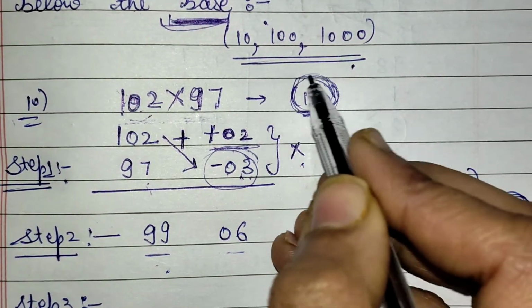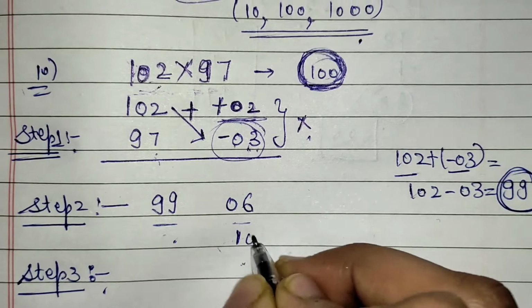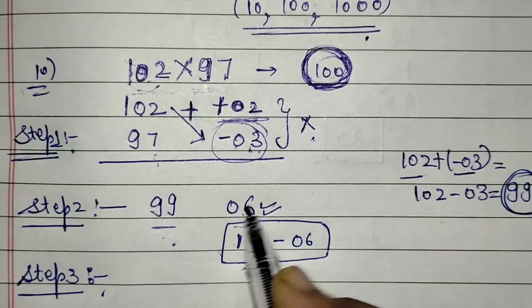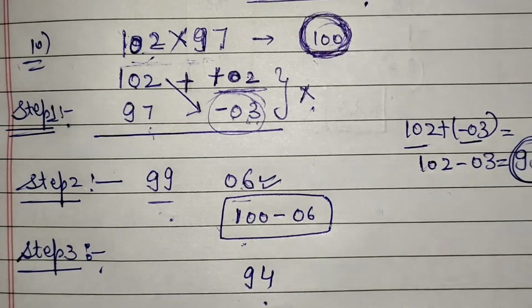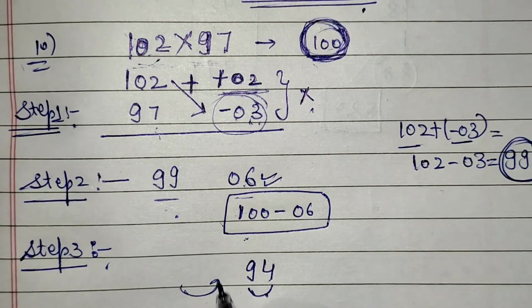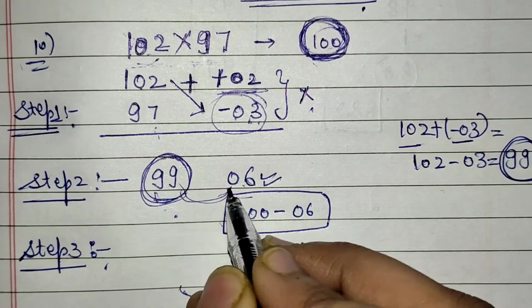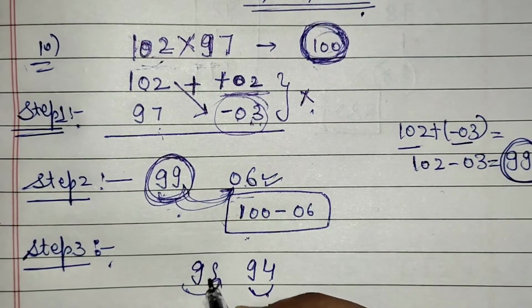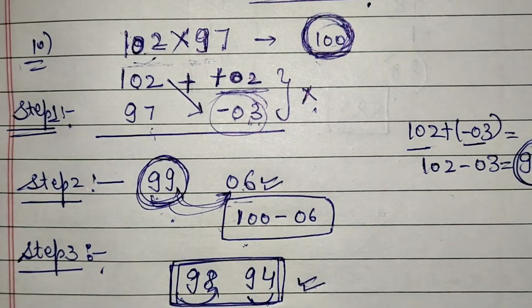See, the base value is 100. So when you write down your final answer, at the last you will do 100 minus 06. You will subtract this value from 100. So what will you get? You will get 94 as the last two digits. And the first two digits will be how much? 99. You will subtract 1 because we are taking one carry from 99. So we subtract 1 from 99. So 98 will be my first two digits and 94 will be my remaining two digits.